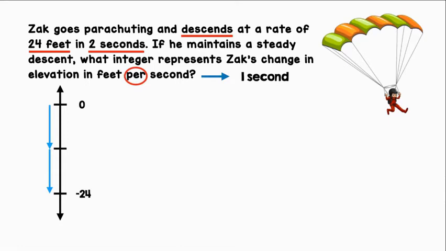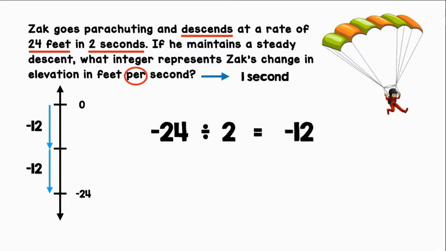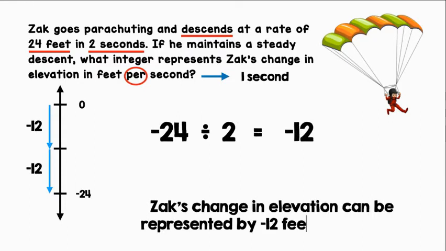Since we are splitting negative 24 into 2 equal groups, we are going to use division. Negative 24 divided by 2 equals negative 12. Zach's change in elevation can be represented by negative 12 feet per second.